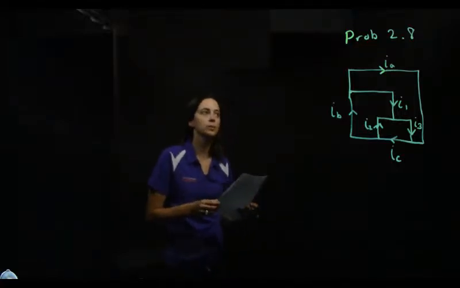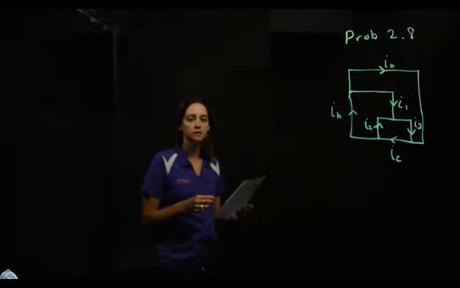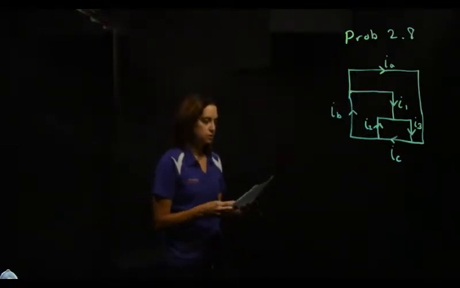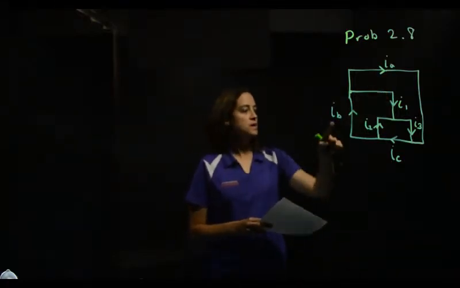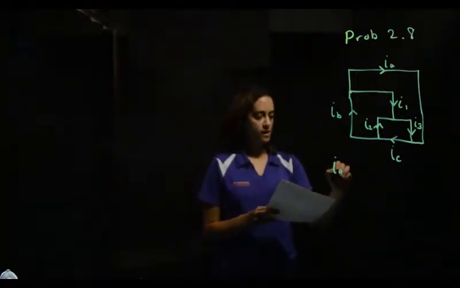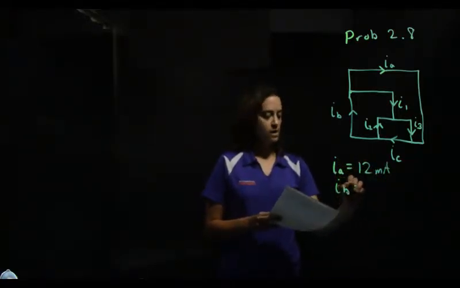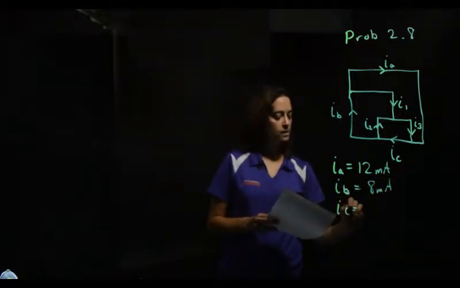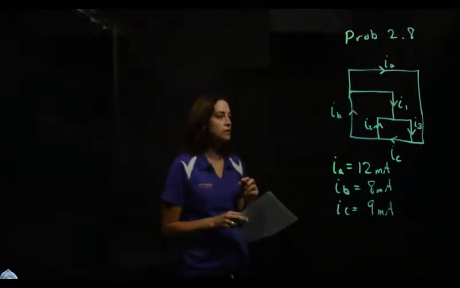Right, we're going to look at some example problems from section 2.4. First problem here, I've already drawn on the board, is problem 2.8. We're given this circuit, and we're told that we know IA, IB, and IC. IA is 12 milliamps, IB is 8 milliamps, and IC is 9 milliamps. We're asked to find I1, I2, and I3.